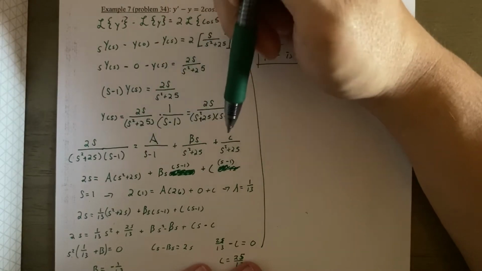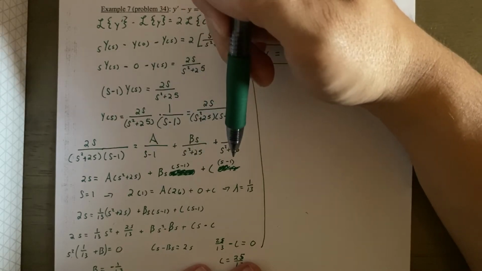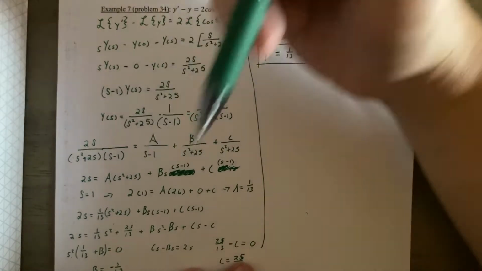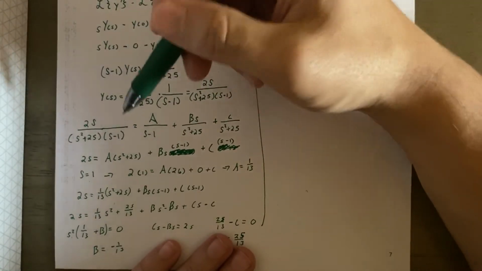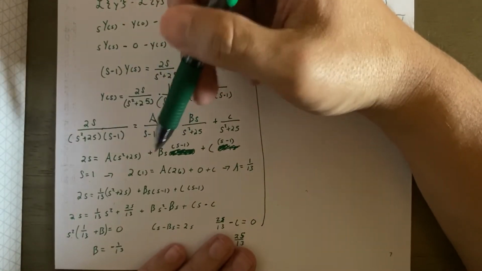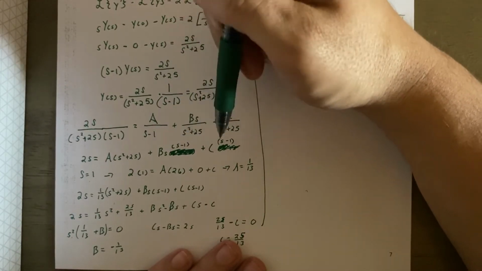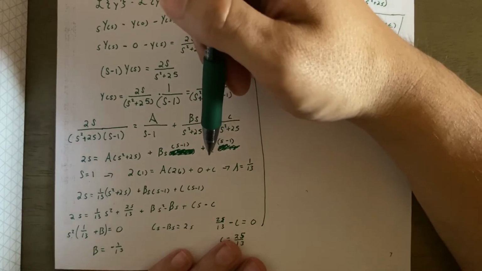Then you multiply bs and c times s minus 1. So bs times s minus 1 plus c times s minus 1. Now, I'm going to go ahead and plug in my only 0 for s, which is 1, taken from s minus 1. When I plug that in, my b and c are going to both cancel out because they have an s minus 1 with them.